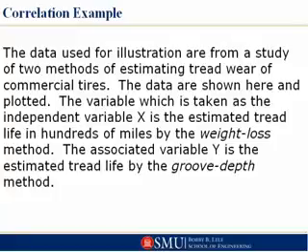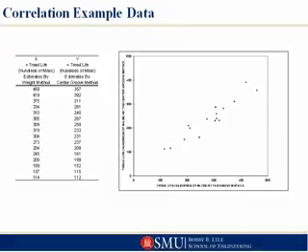Okay, so the data used for illustration. Here's an example. The data used for illustration are from a study of two methods of estimating tread wear of commercial tires. The data are shown here and plotted. The variable which is taken as the independent variable X is the estimated tread life in hundreds of miles by weight loss method. The associated variable Y is the estimated tread life by groove depth method. So weight loss versus groove depth method.